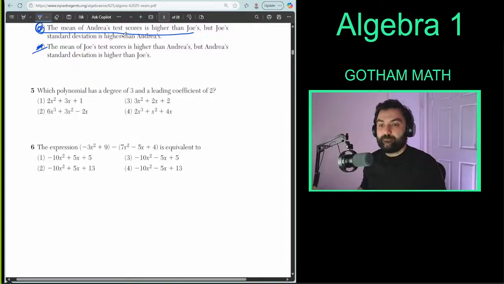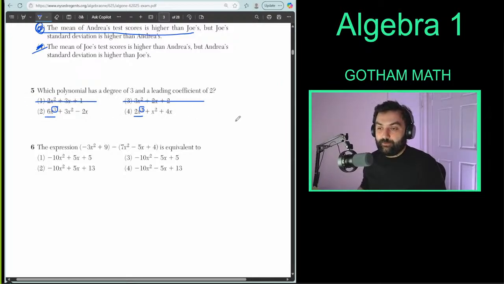Okay. Question number 5. Which polynomial has a degree of 3 and a leading coefficient of 2? Well, if a question is a gift, that's the question. The degree of a polynomial is the highest power. So the highest power of 3 is only in number 4 and number 2. When they refer to degree, they mean the highest exponent. The highest exponent is 3. So this is wrong and this is wrong.